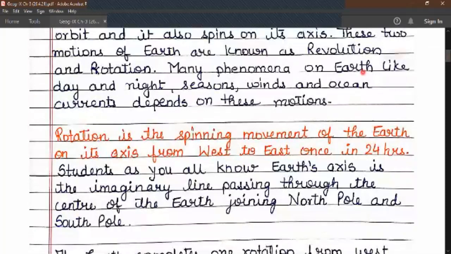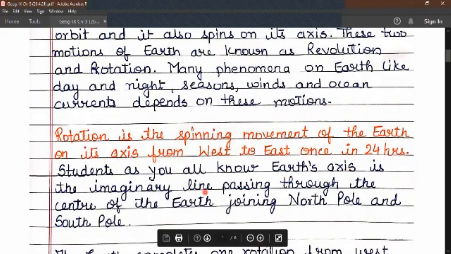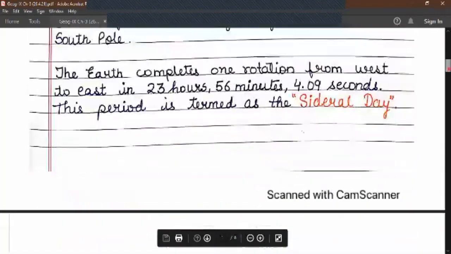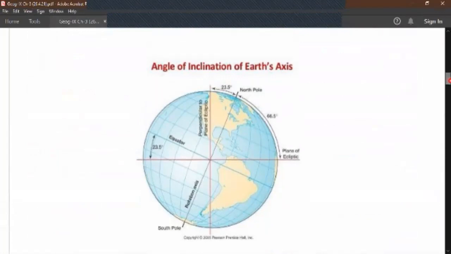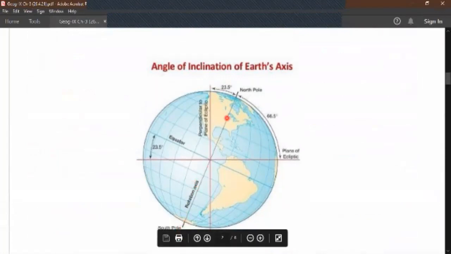Rotation is the spinning movement of the Earth on its axis from west to east once in 24 hours. Students, as you all know, Earth's axis is the imaginary line passing through the center of the Earth, joining North Pole and the South Pole. This is the axis of the Earth, which is joining North Pole to the South Pole.